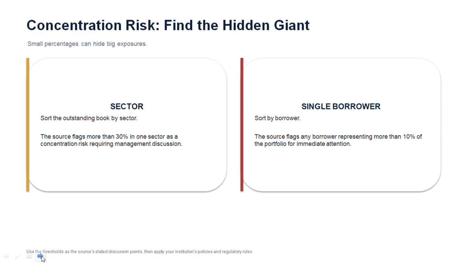The single borrower examination is also sorted by borrower. In that case, the source flags any borrower representing more than 10% of the portfolio for immediate attention.